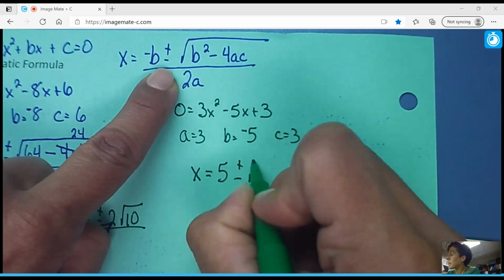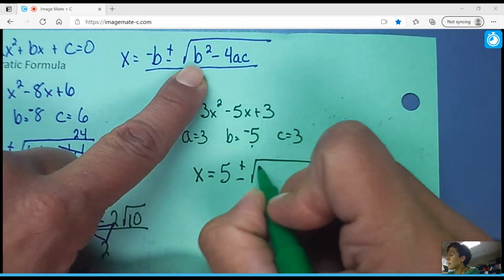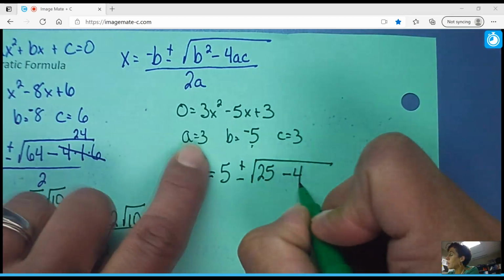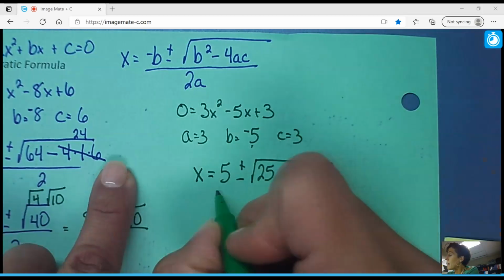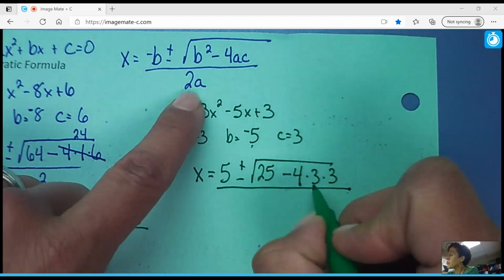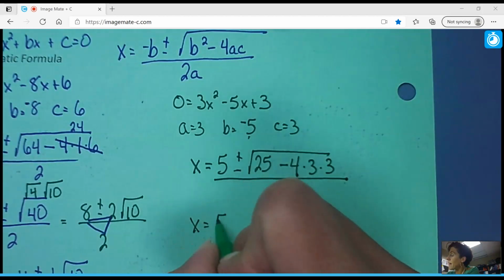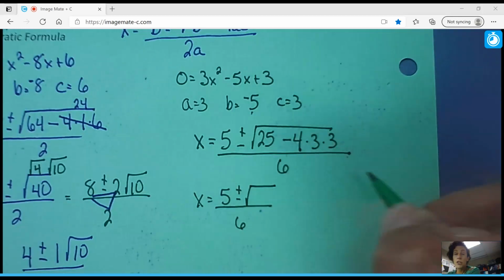Plus or minus my square root, and now I'm going to take b and square it, so that when you square a number it's always positive. You get positive 25, minus my 4 with my a and with my c, and then all of this is over 2a, so 2 times a is 6. From there, the 5 and plus or minus over 6 just stays that way. Here goes my check mark.